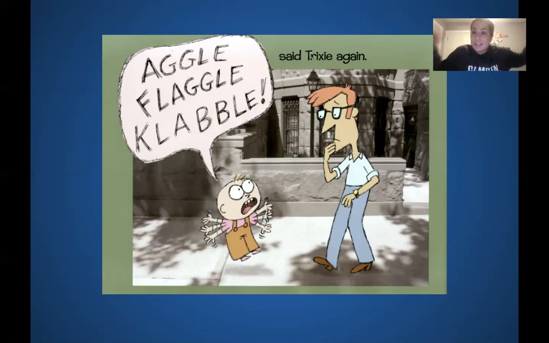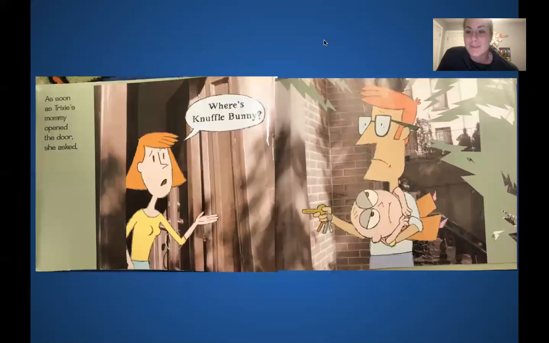So she's like, "Ah, go, fly, go, go, wee." And we're inferring that most likely she's saying, you have to go back. We left Knuffle Bunny. And then do you remember when they finally came home? The mom was super good at inferring, right? She immediately was like, where's Knuffle Bunny?